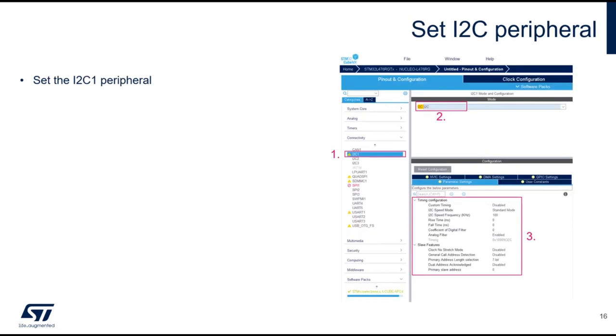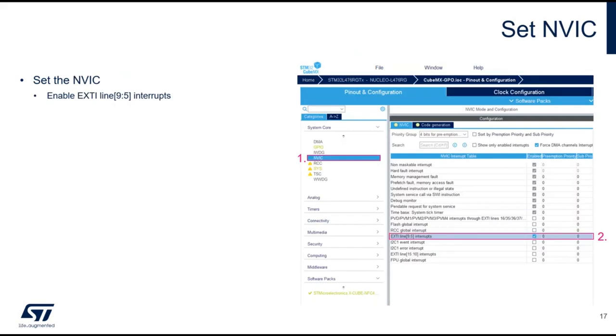Under Connectivity, select the I2C1 peripheral, then enable it for I2C operation. Under the Parameter Settings tab, inspect the I2C1 configuration and make sure that it matches what is shown in this example screenshot. Next, we will enable the external interrupt and configure it. Under the System Core tab, select NVIC, then check the box corresponding to the EXTI line 9 through 5 interrupt.